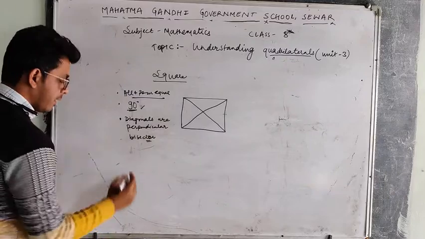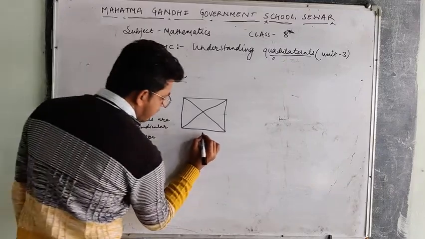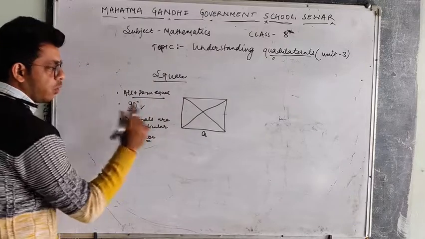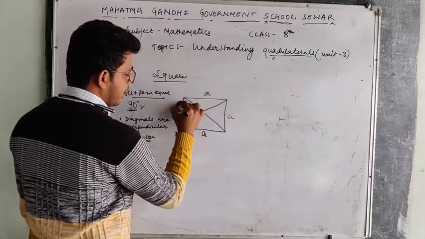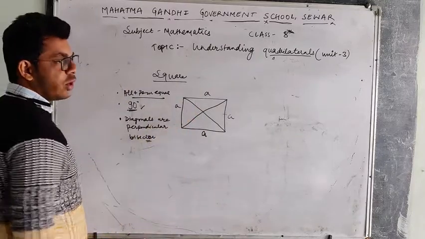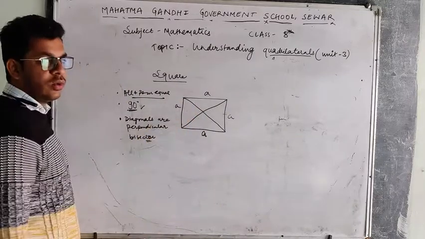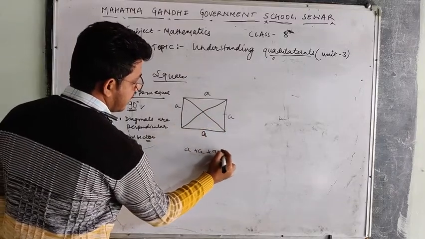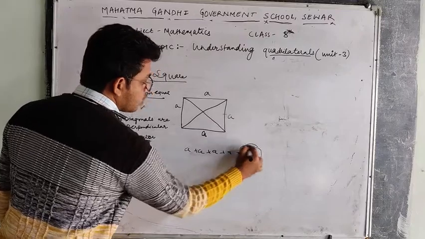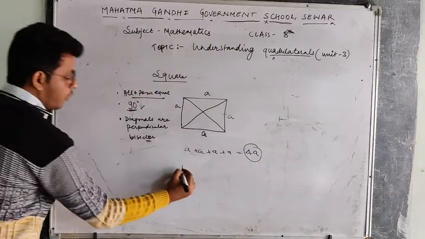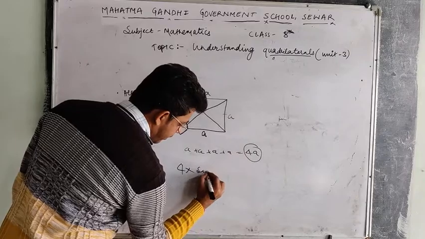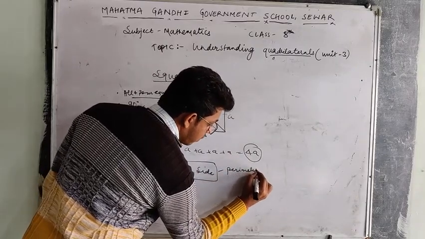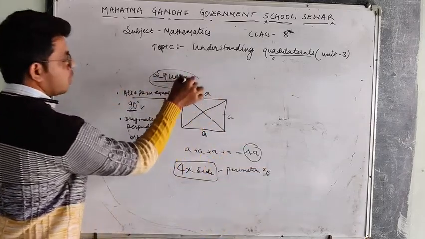Now perimeter. If I name this side A, as I said, all four sides are equal, so all become A. If I want to calculate the perimeter of a square, what will I do? I will add all four sides: A plus A plus A plus A. What will it become? 4A. So 4A, or 4 times the side, will become the perimeter of what? Square.